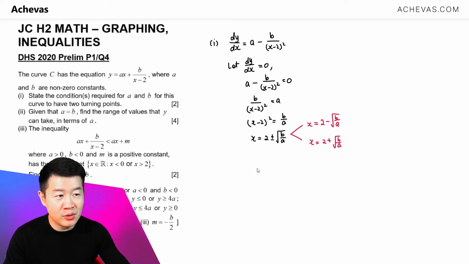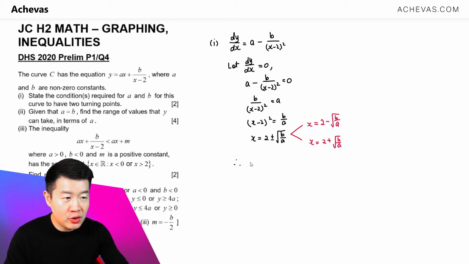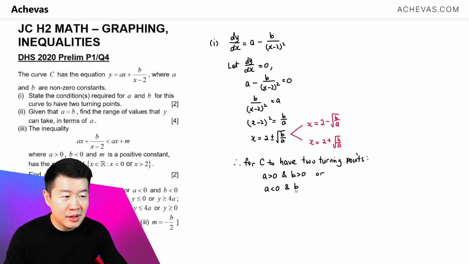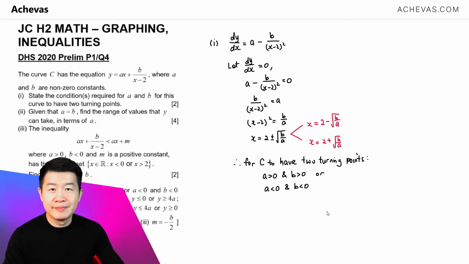So let me write this down. Therefore, for the curve C to have two stationary points, or two turning points, the two conditions will be when a is bigger than 0 and b is bigger than 0, or another possibility is when a is less than 0 and b is less than 0.